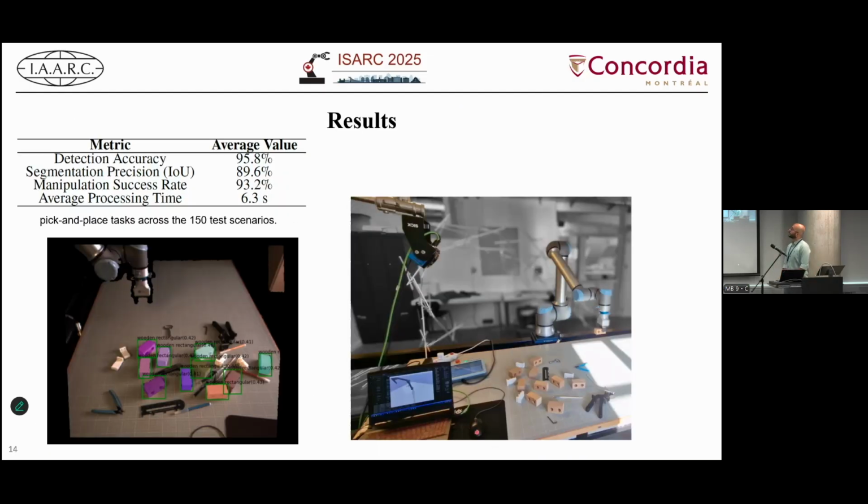For our results, we are able to accurately detect 95% of our blocks. From those detections, 89% are successfully segmented to pixels. And we are able to pick and place 93% of the target objects within a 3-second time frame.